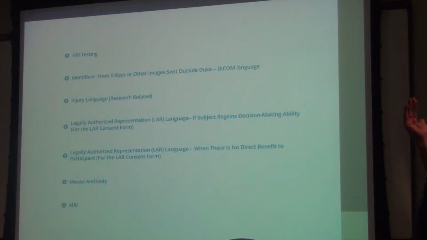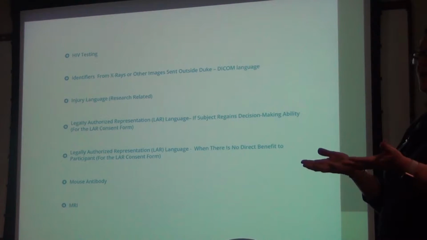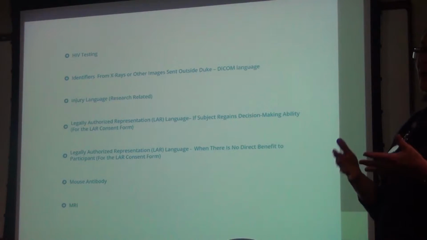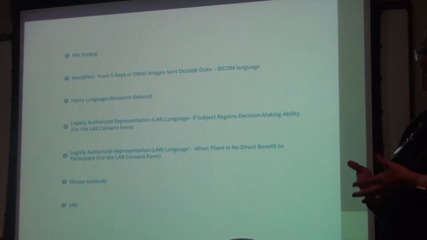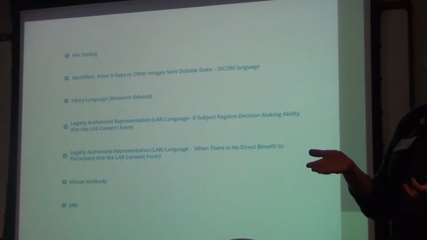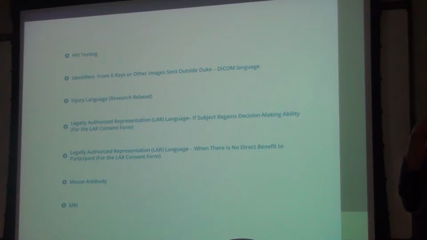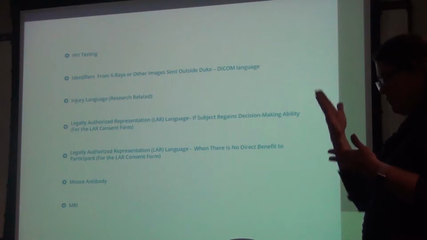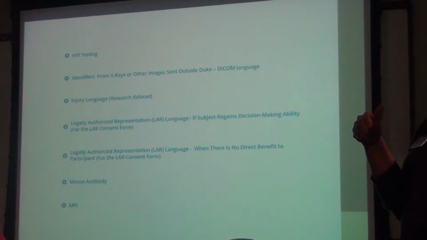Injury language. If you're going to use a LAR, a legally authorized representative, these are for children, in our case, or adults who are cognitively impaired. So, for example, a lot of the ICU studies or neuro ICU studies, the subjects are initially cognitively impaired, and then they get better. So what happens when you're dealing with the cognitively impaired and the legally authorized representatives? For us, for kids, it's mainly their parents. But for adults, it's like the spouse.